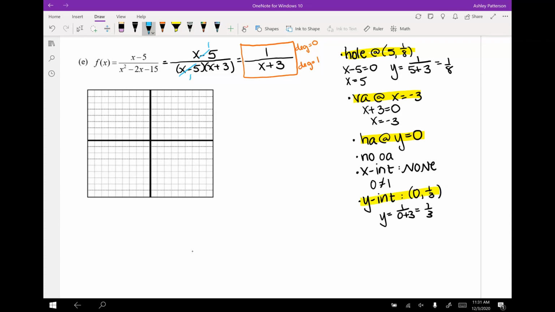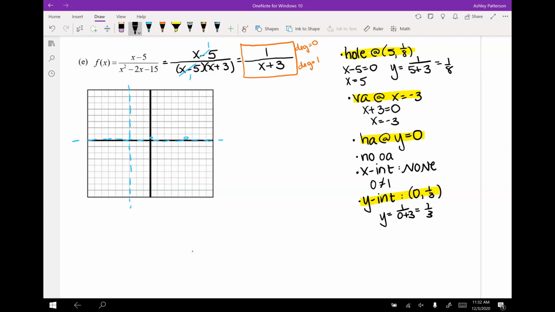Okay, let's sketch what we know. We know there's a hole at 5, 1/8. So 1, 2, 3, 4, 5. It's going to be kind of there. We know that we have a vertical asymptote at x equals -3. We know that we have a horizontal asymptote at y equals 0. Since we don't have any x-intercepts, right away, I know that I cannot cross this horizontal asymptote. It's on the x-axis. I don't have any x-intercepts. I will not be crossing it. And then I have a y-intercept at 0, 1/3.